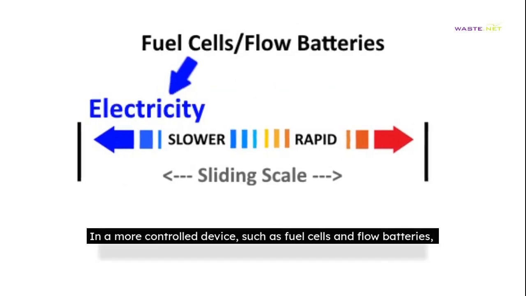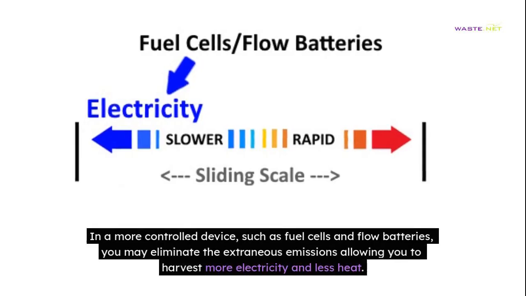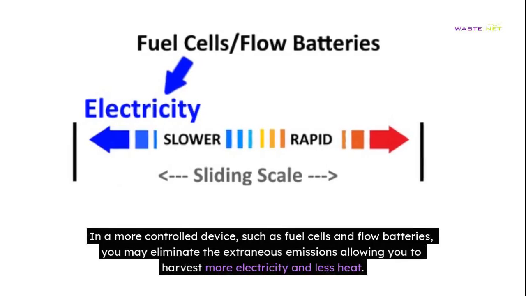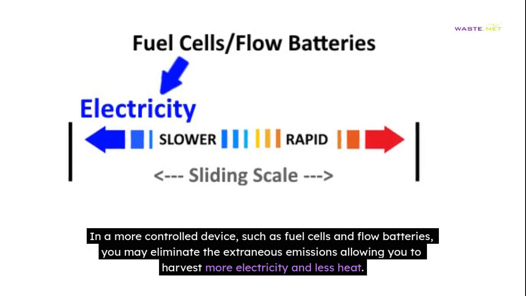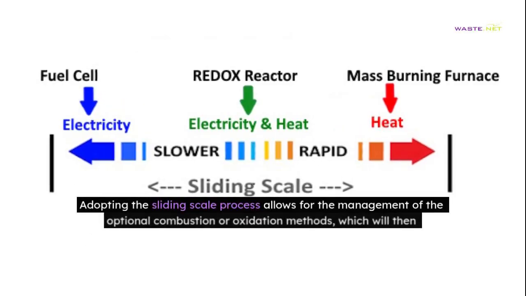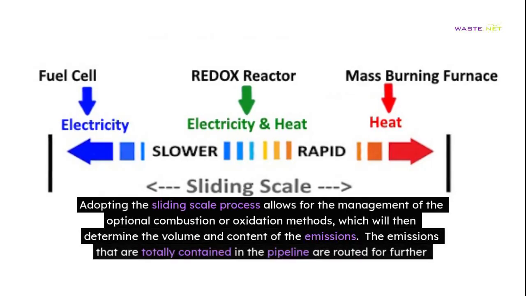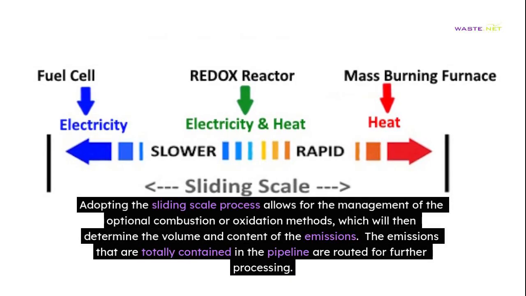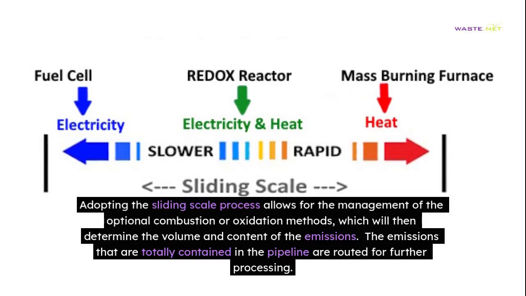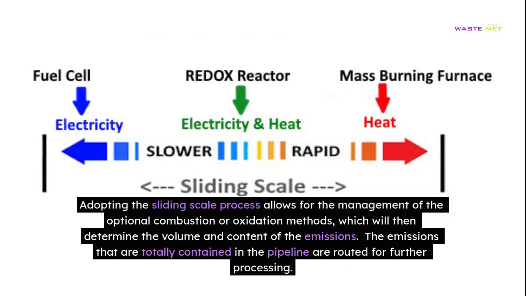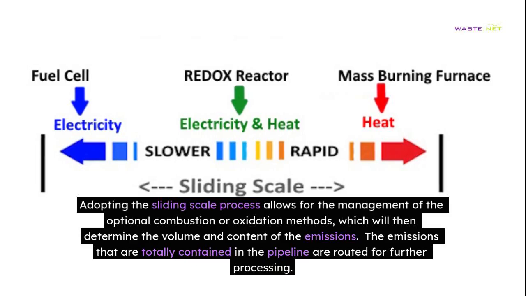In a more controlled device, such as fuel cells and flow batteries, you may eliminate the extraneous emissions, allowing you to harvest more electricity and less heat. Adopting the sliding scale process allows for the management of the optional combustion or oxidation methods, which will then determine the volume and content of the emissions. The emissions that are totally contained in the pipeline are routed for further processing.